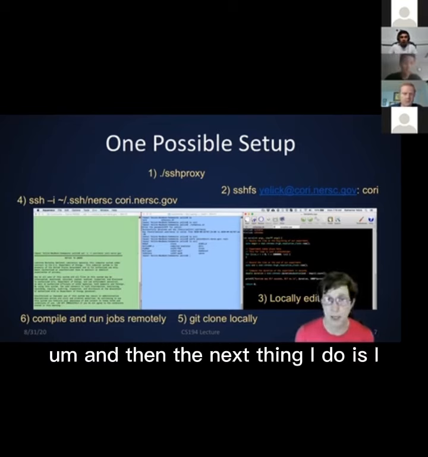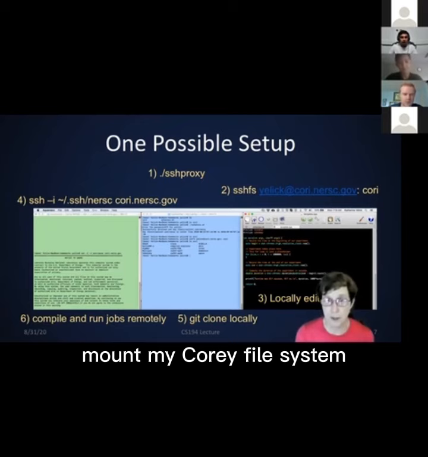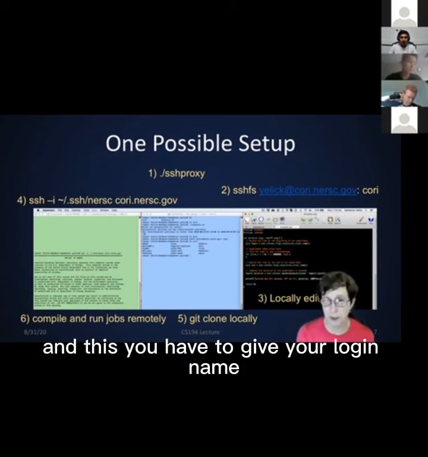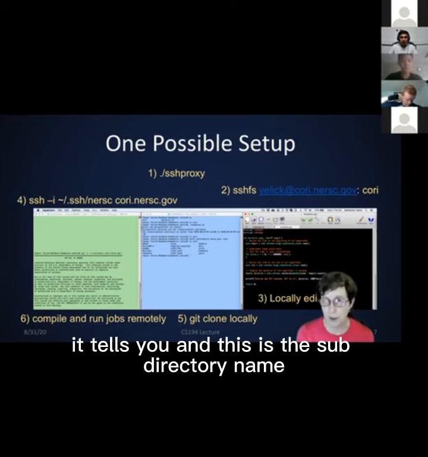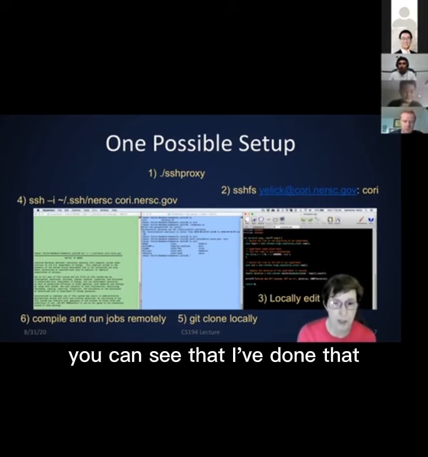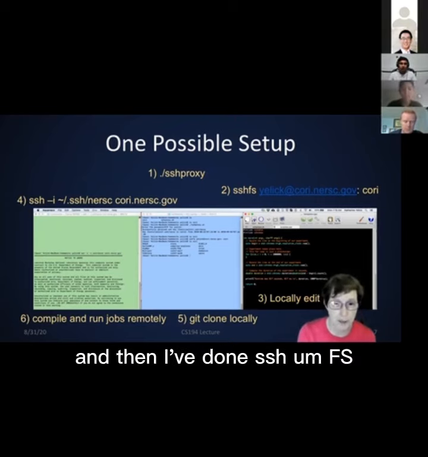And then the next thing I do is I mount my Cori file system. I do that with SSHFS. There are other ways of doing it. And for this, you have to give your login name. It tells you, and this is the subdirectory name. So in the blue window here, you can see that I've done that. I've done SSH proxy, and then I've done SSHFS.